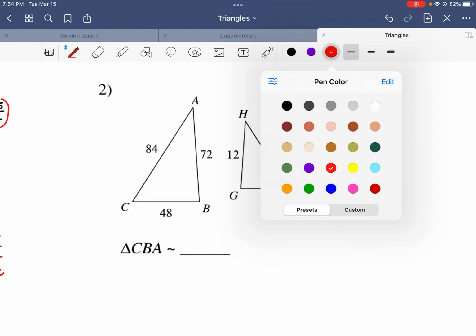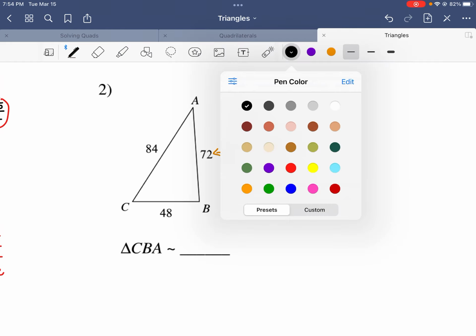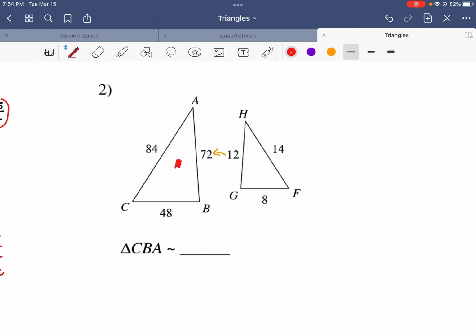So let's see. I want to check how they went from 12 to 72. So from 12, let me mark my triangles again. So this is my red triangle, and this is my purple triangle.